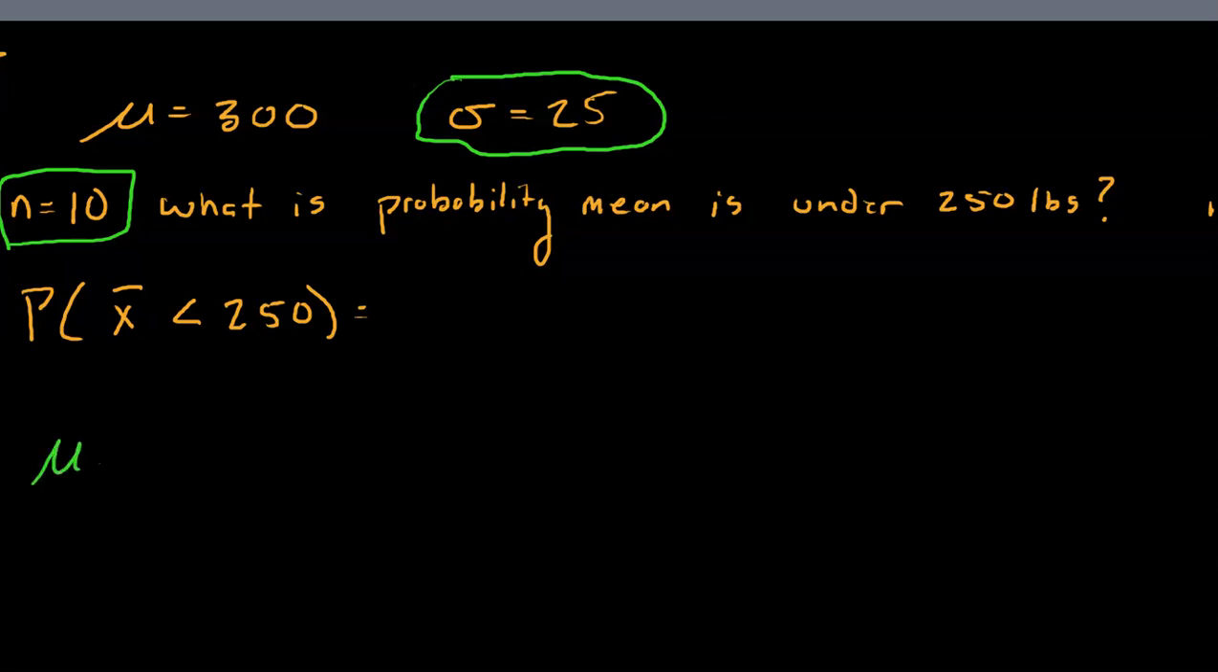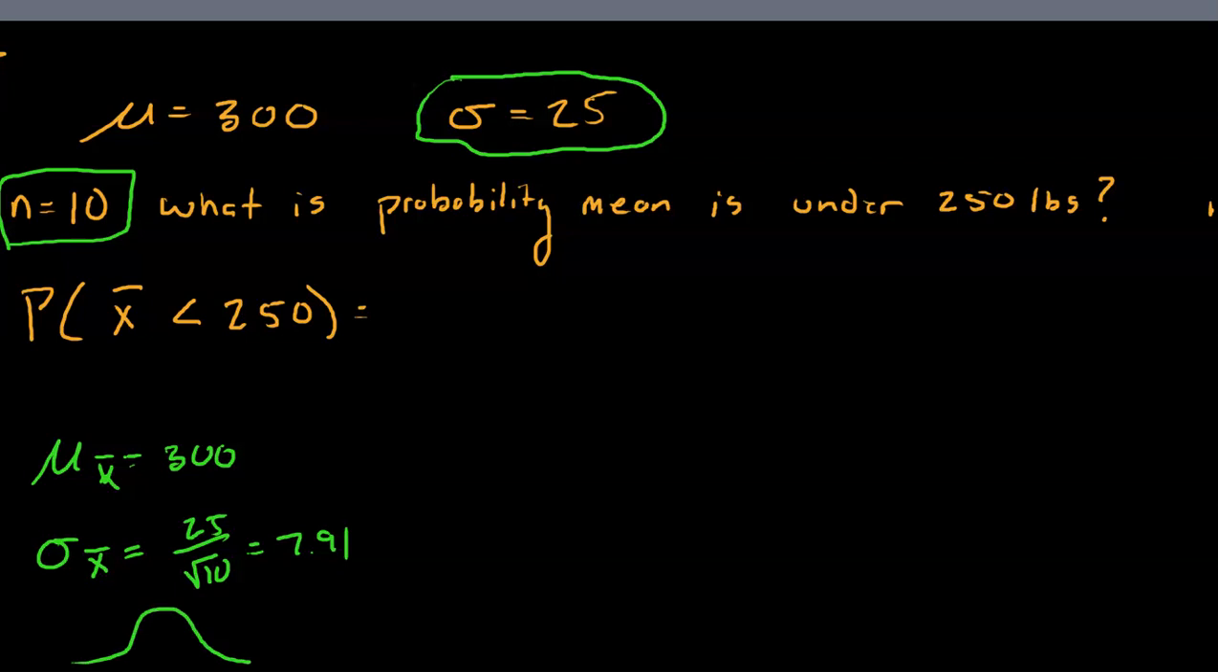The mean of all samples is still going to be 300. That's what's expected. The standard deviation is now going to be 25 divided by the square root of 10, because remember, the sample size determines the standard deviation. So 25 divided by the square root of 10 is 7.91. And again, is the sampling distribution going to be normal? Well, no, unless I know the population is normal.